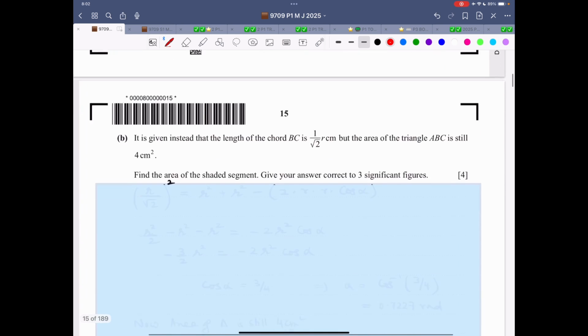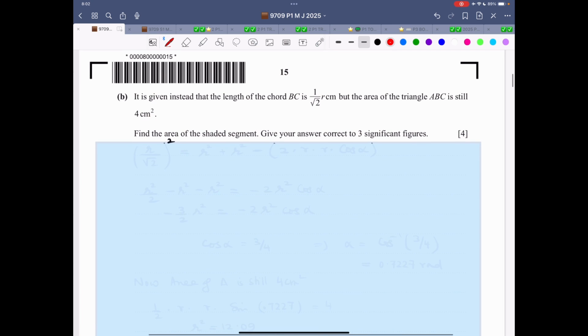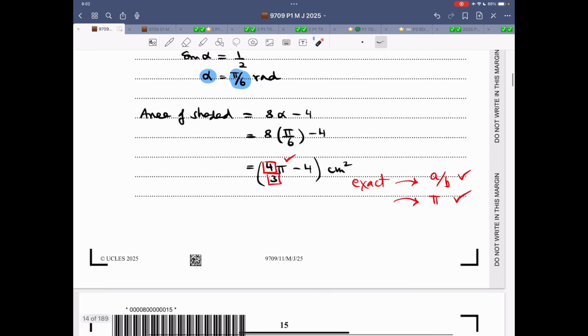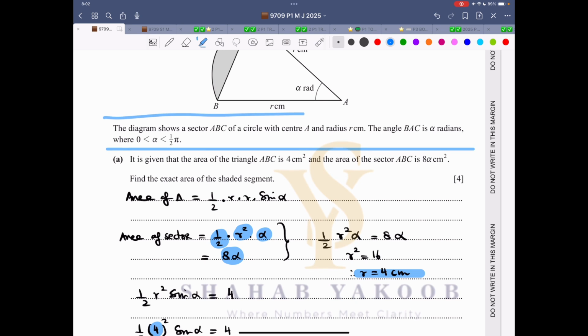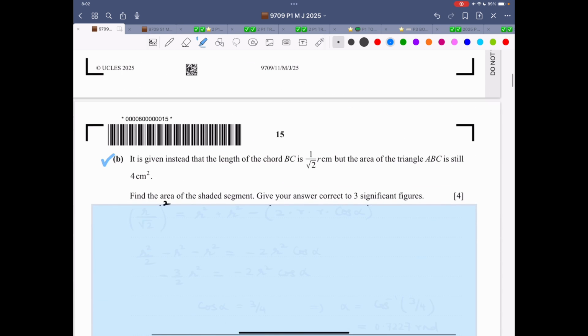And then it says it is given instead that the length of the chord BC is this much, but the area of the triangle is still the same. Find the area of the shaded region, give the answer correct to 3 significant figures. Now keep in mind, this first paragraph over here is applicable for part A, and that is applicable for part B. So this is part A, this is part B.